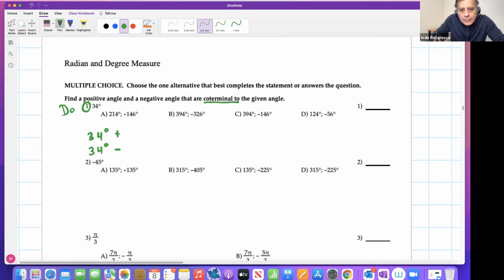Yeah, coterminal angles, add 360 to get the positive one and subtract 360 to get the negative one, right? As much as needed, right? If you don't accomplish your goal when you add 360 and subtract 360, then do it again until you get it. If you got the answer, let us know. And you may use your calculator to get this done.